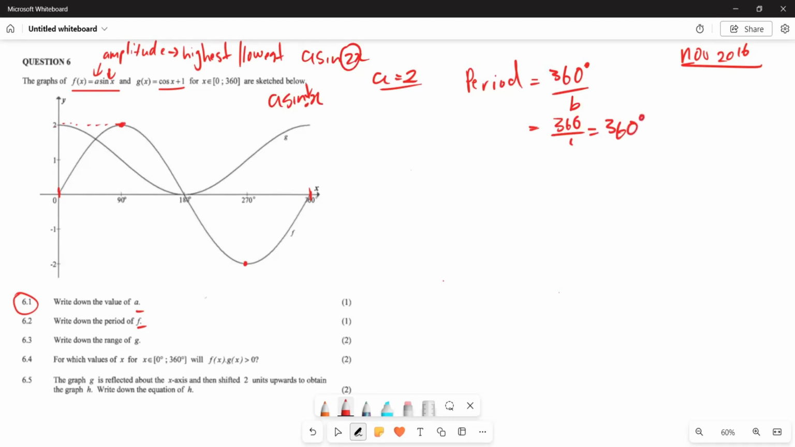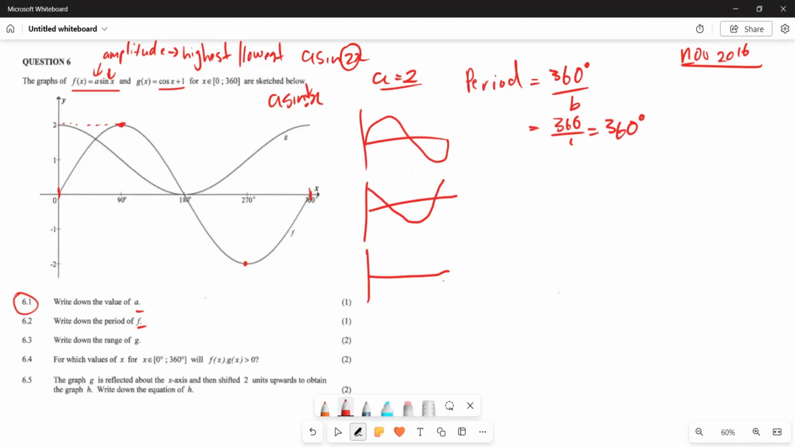But another way of remembering or understanding a period is that it is the time interval the graph takes to complete one full cycle. A full cycle is when the graph moves starting from here and it finishes like this. Sometimes the full cycle starts here, passes here, and goes back there. So that is going to be the full cycle.